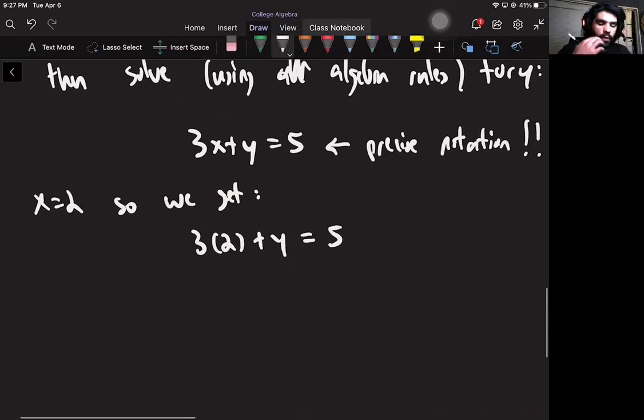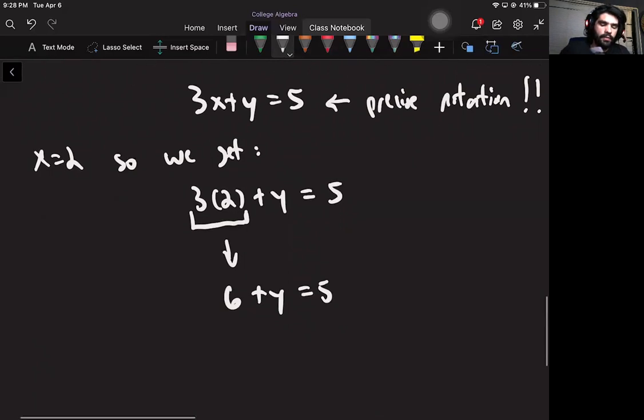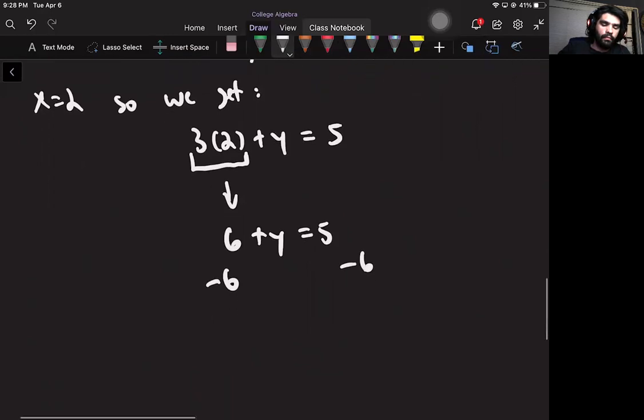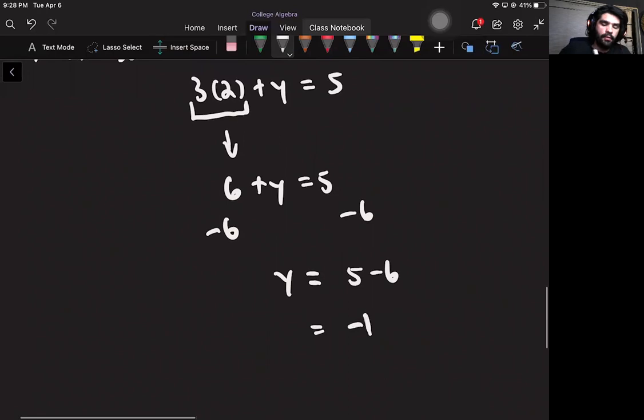Okay, how do we solve for y using algebra? Well, first I can multiply this 3 and this 2 together. That becomes 6. And to solve for y, I can simply subtract 6 from both sides, because that cancels the 6 on the left and leaves y alone. And then I just have to remember how to subtract. 5 minus 6 is -1.